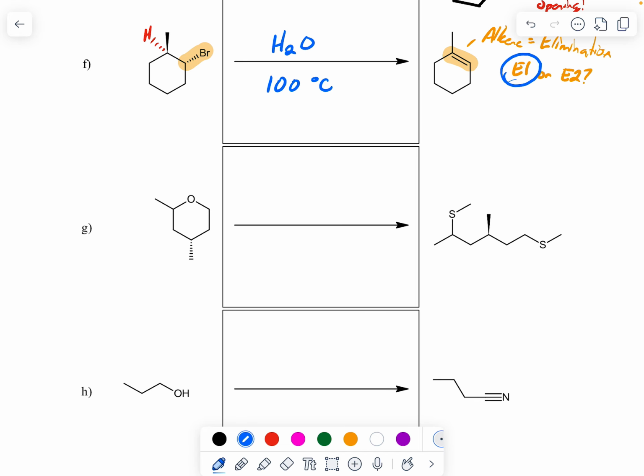For G, we start out with an ether in this case, and we end up with 2 thioethers. What you'll notice here is that when we're thinking about this reaction, we start out with a cyclic version of the ether, and we end up with an acyclic molecule. If we number our carbons here, we can see that this is 1, 2, 3, 4, 5, and 6. We can see over here, this is 1, 2, 3, 4, 5, and 6. So in this scenario, we are actually going to be cleaving the ether in order to install our thiols.